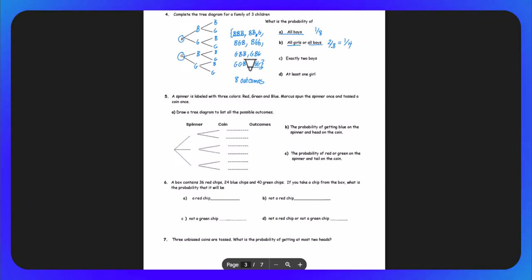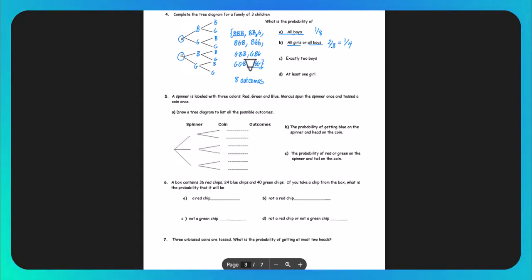What is the probability of exactly 2 boys? Well, we have to look for all the outcomes that have exactly 2. That does not include this one because it has more than 2, so that's going to include that one, 2, 3, and that would be it right there. So we have 3 outcomes that have exactly 2 boys. And this one can't be reduced any further.